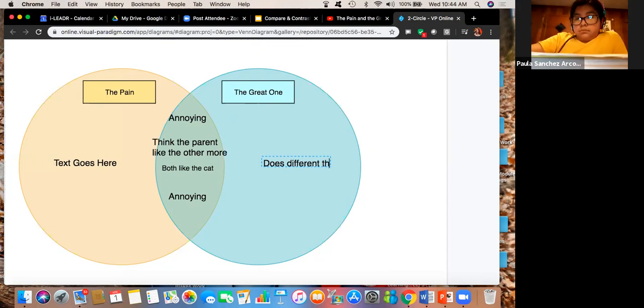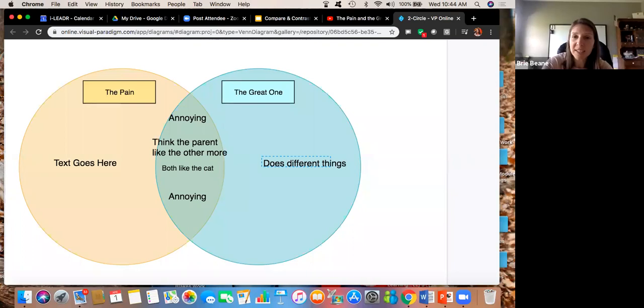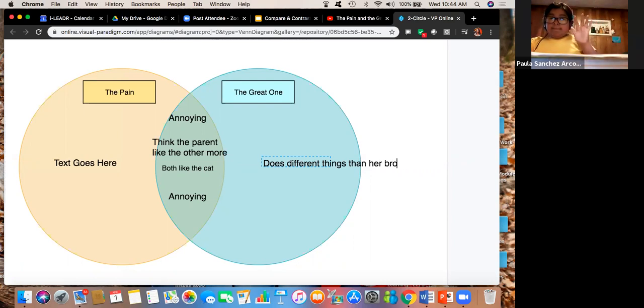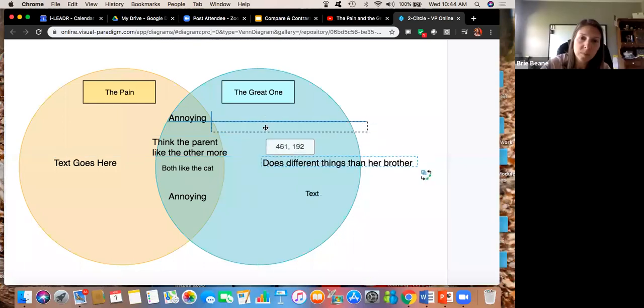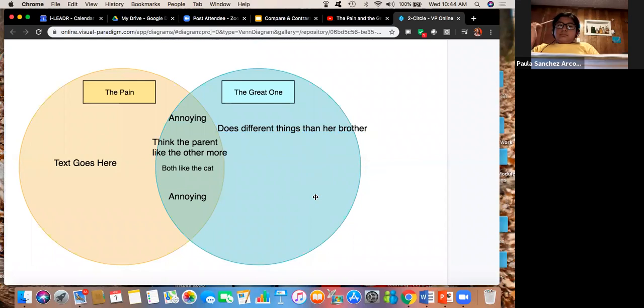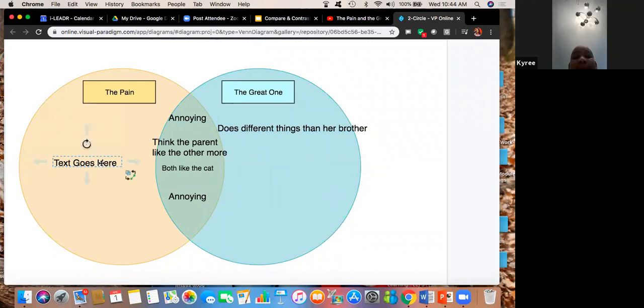Tries to build the blocks. She likes to build the cities, right? Yeah. And what does the brother do? The pain. Yeah, the pain. He likes to destroy the blocks. Right.